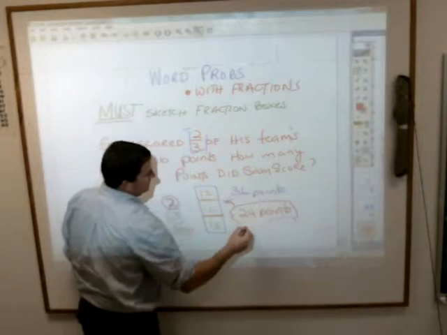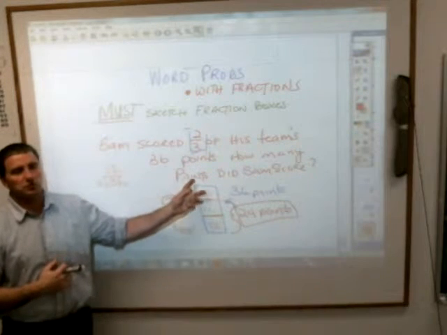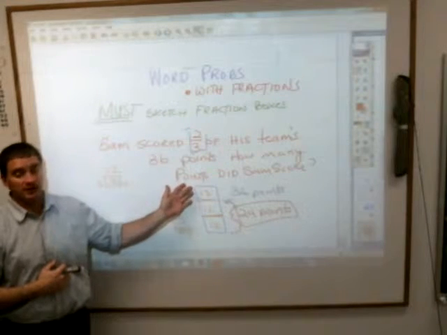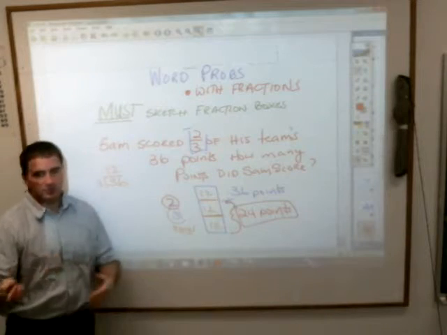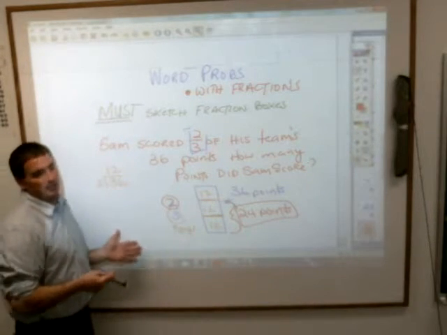Now, it doesn't ask us, nor does it say, but what about this box up here? What could you infer about that box there? What does that box stand for? The other people scored. Yeah, how many points Sam didn't score, how many points the rest of his team scored, whatever it is. And they might ask you that at some time.